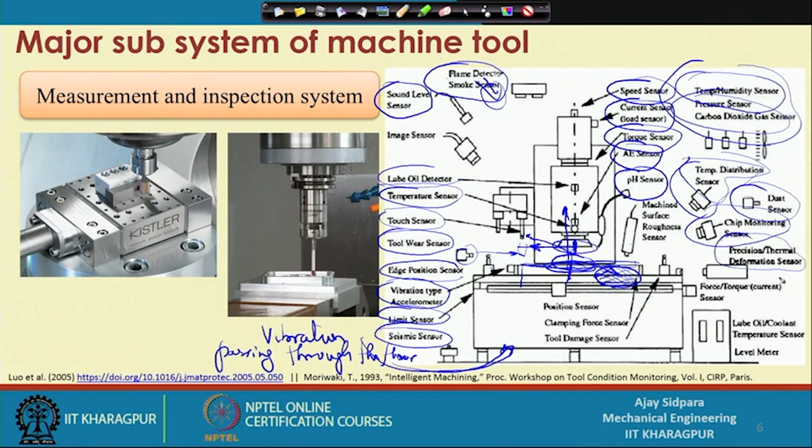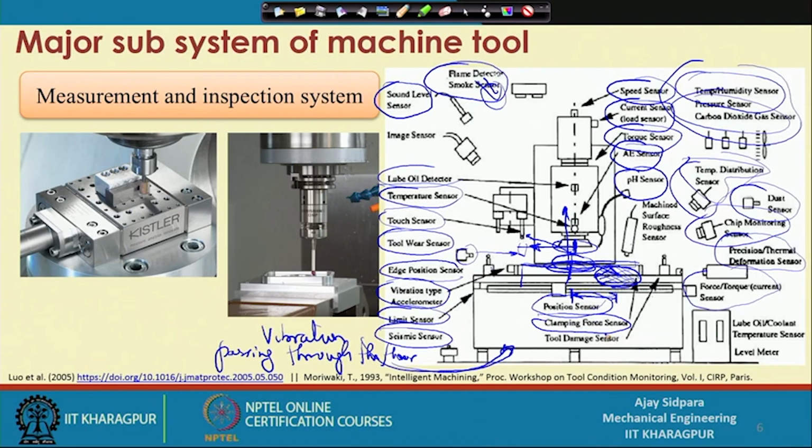Precision thermal deformation sensor. Here, it measures the deformation because of the thermal effect, that means, because of temperature variation, what is the deformation in the machine tool, the workpiece or the tool. Force sensors and torque sensors, that we have seen here, that is the dynamometer, and other than the strain gauge type of things you can also measure. Position sensors are available. Position sensors are mostly the linear encoder and the rotary encoder. So, we want to move from here to here, and the sensor will give you feedback that yes, your tool has moved from one location to another within the required path.